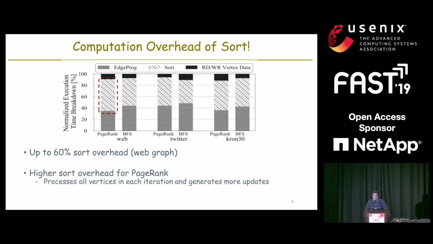And also, as you notice here, PageRank usually has higher overhead for sort because in each iteration it runs on all the vertices, and hence generates more updates, which take more time to sort.